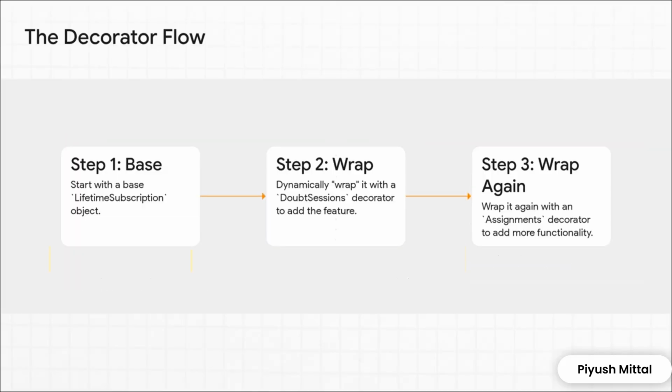And here's how easy that wrapping idea is in practice. You start with your basic subscription. The user wants to add Doubt Sessions? Boom, you just wrap the base object with a Doubt Sessions decorator. They need assignments too? No problem, you just wrap it again. See, each layer adds new functionality without ever having to go back and change the original class. It's just pure, flexible composition.